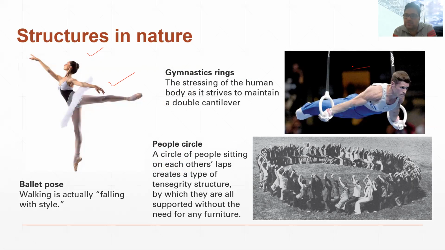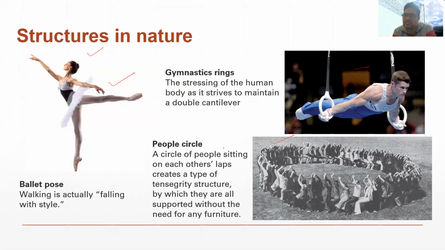Similarly, in this case, you can see there is a sports person who is trying to hold himself from the middle, and from both hands it is cantilevered. Cantilevered means in the middle it is fixed, and on the other end it is free. Similarly, you can see there is an example of a people circle. They are sitting on each other, and they are forming a structure which is called the tensegrity structure.